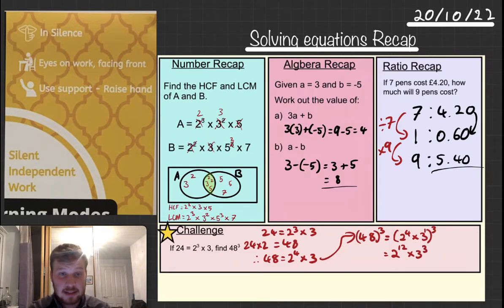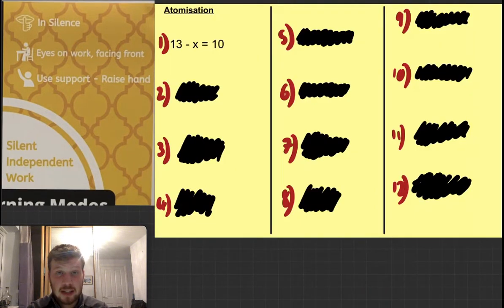So the next task is going to be our atomization, and it's going to be slightly different to what we normally do. So we're going to run through this as a class essentially. So the first one, I'd like you to just write down number 1, 13 minus x equals 10, pause the video, and then when you're ready, we'll go through it.